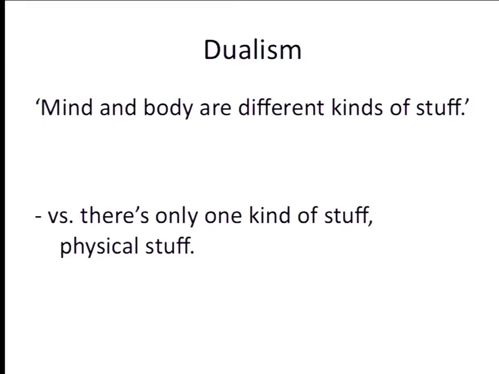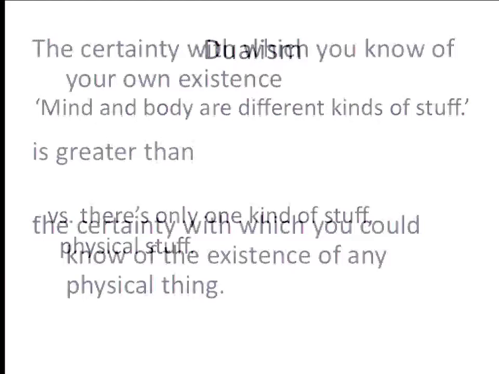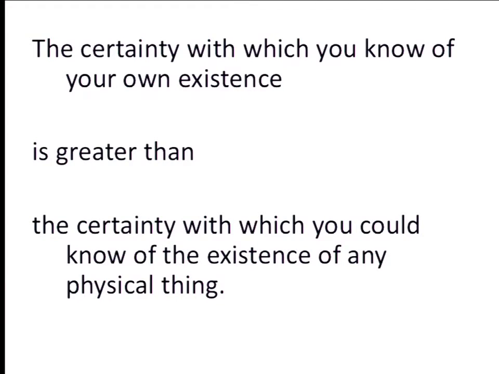Descartes says there are two different kinds of stuff. There's mental stuff and there's physical stuff. There are three arguments he gives for this in the Meditations. I'm just going to look at one of them. The argument he gives is the certainty with which you know of your own existence is greater than the certainty with which you could know of the existence of any physical thing. Therefore, the mind and the body can't be identical.